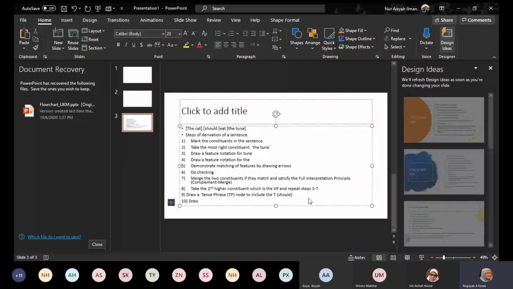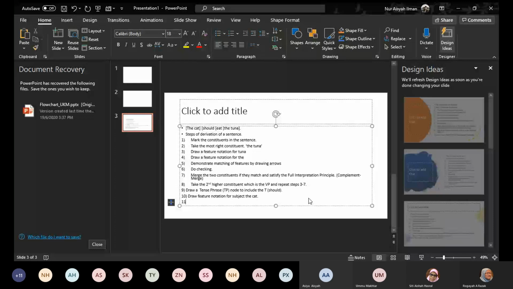Draw feature notation for subject, isn't it? Subject, the cat. And then you do an S-merge. Then do S-merge, which is Specifier-Merge. It's an S-merge.